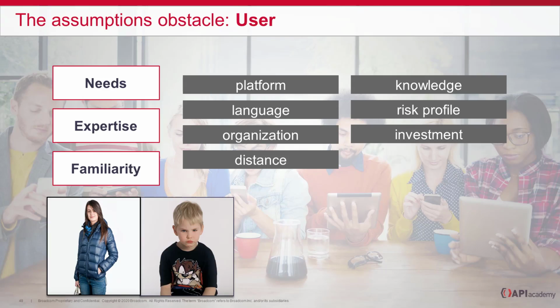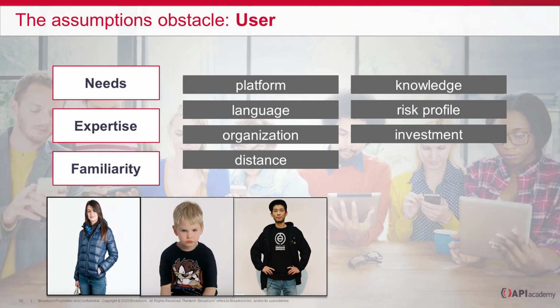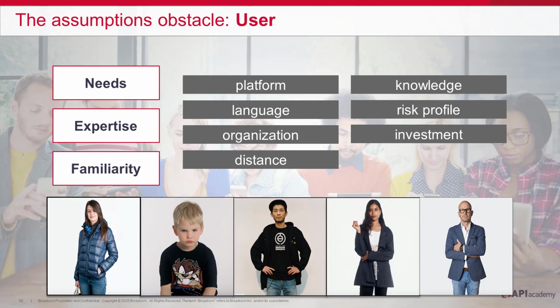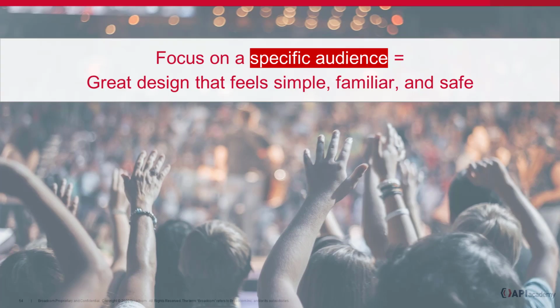Are you targeting startup or enterprise developers? Are there specific industries you're going after? Could you categorize your end users based on age, wealth, geography, or other market segment? Maybe you're targeting specific mobile devices like iOS or Android. You could also be targeting server-based applications or even smart TVs and consoles. It is okay if other personas come along and start using our API. The key here is by focusing on a specific audience, we can really get to a great design that will feel simple, familiar, and safe to them.